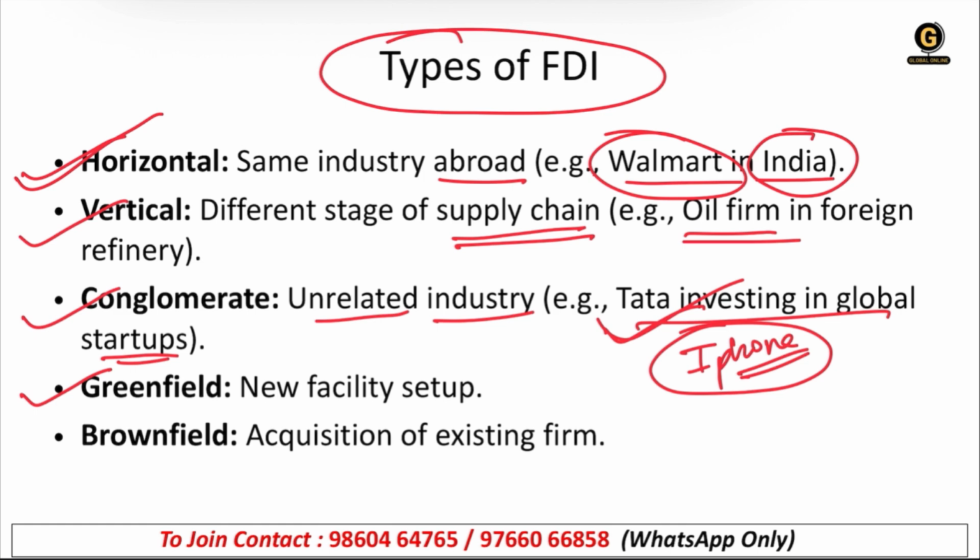A company starting their manufacturing hub in a different country. That is greenfield. That is the difference between these two. Now next is brownfield. Okay.